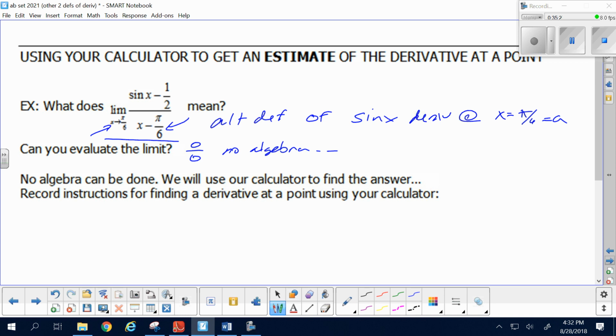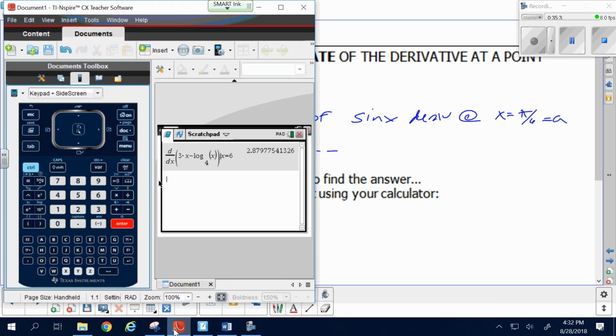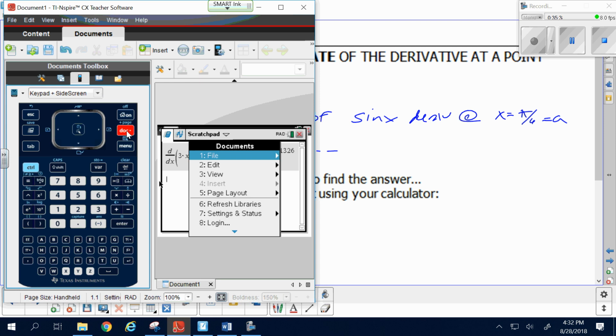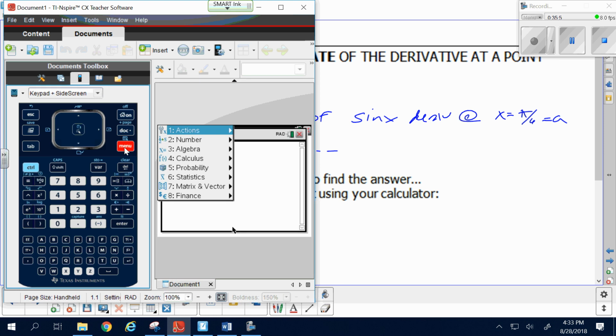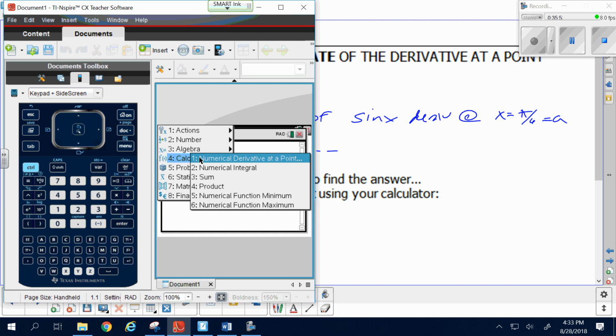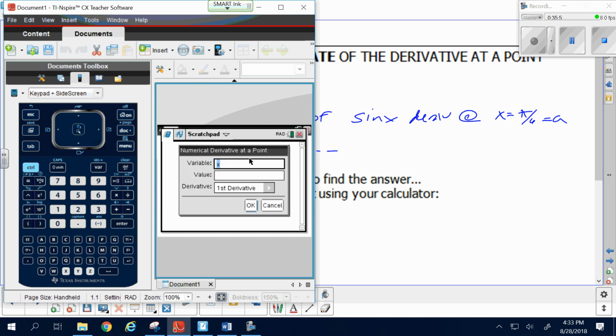Now the calculator actually has a shortcut. It's going to do the derivative calculation. This is how it goes. If you have the Inspire, get your Inspire out, and I'm going to clear the old scratch pad and start fresh. Now, here's how you go about finding the derivative with the Inspire. There are a couple different ways to do it, but the easiest way people find is menu, and choose the calculus menu. Now you're doing calculus. You want the very first option, numerical derivative at a point.